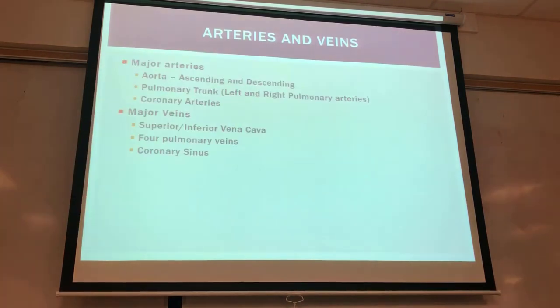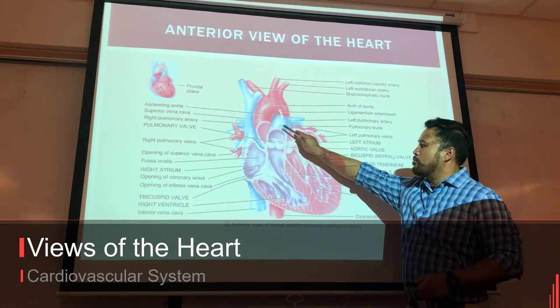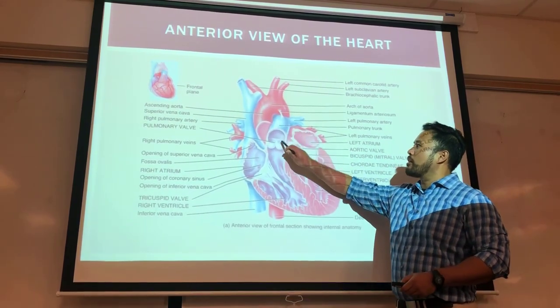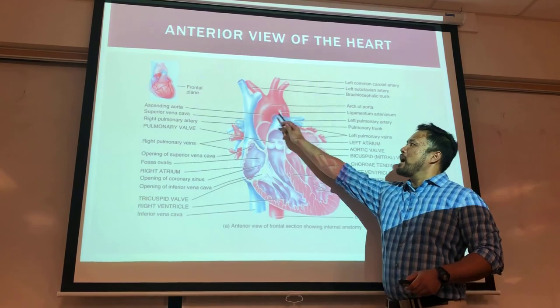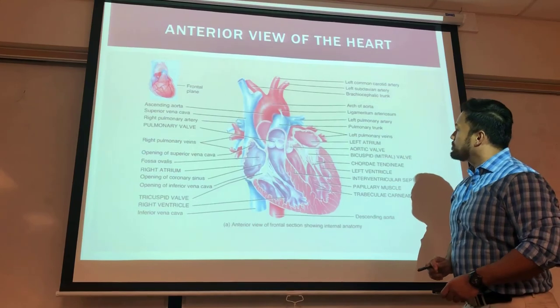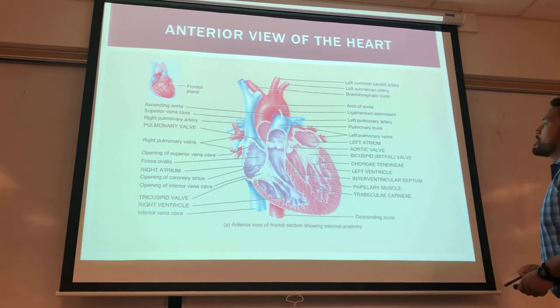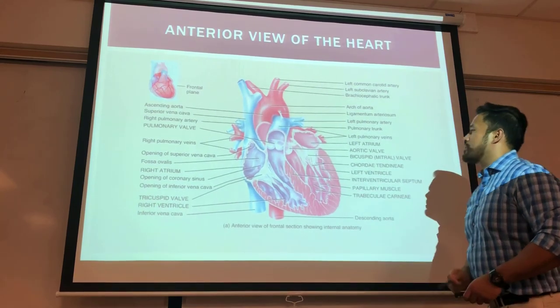To give you examples of arteries and veins, you can see our aorta, our pulmonary trunk, and then our coronary arteries. I'll show you that on the next slide, where you can see the pulmonary trunk is the direct output of the right ventricle. So here's our semilunar valve. This is blood carrying away from the heart. This pulmonary trunk branches off into the left pulmonary artery and the right pulmonary artery, which contain deoxygenated blood making its way into the lungs. So this is an example of an artery that's carrying deoxygenated blood.